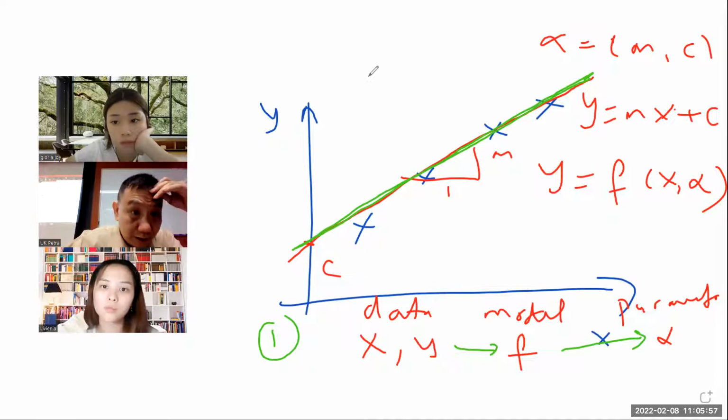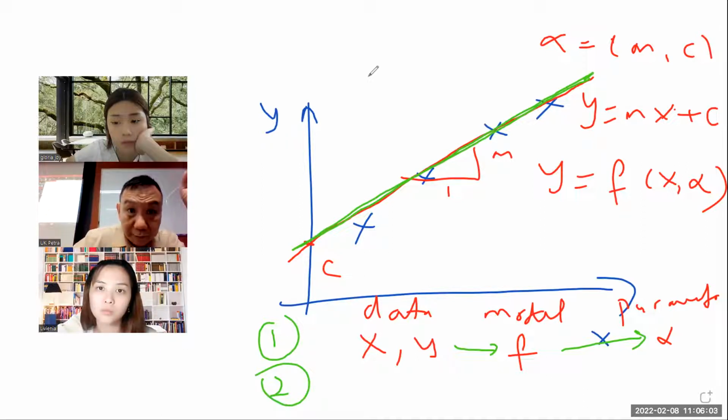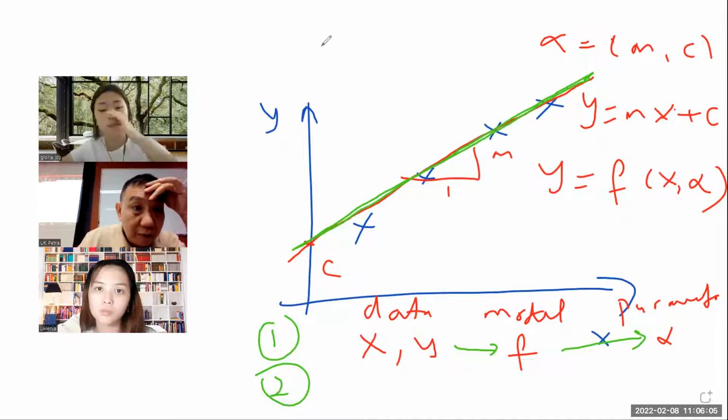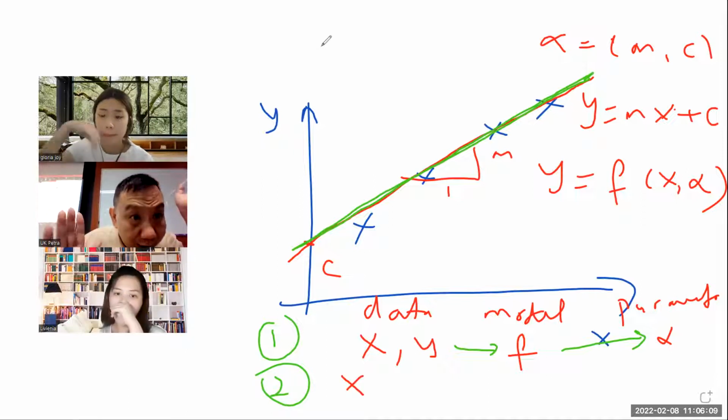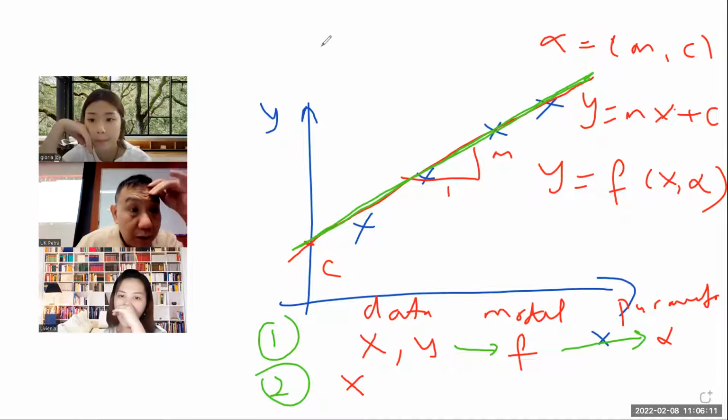What does that prediction mean? Well, prediction mean, second, right? In the prediction, I have my data, but not all data. I have only the input of the data, which is x.